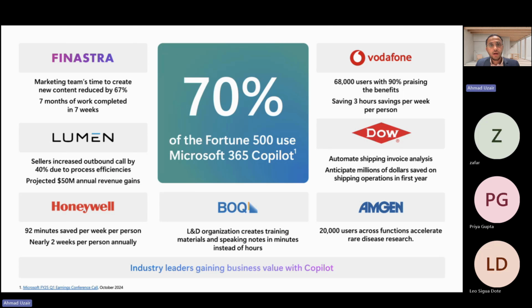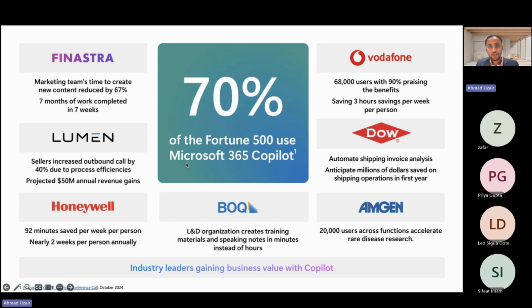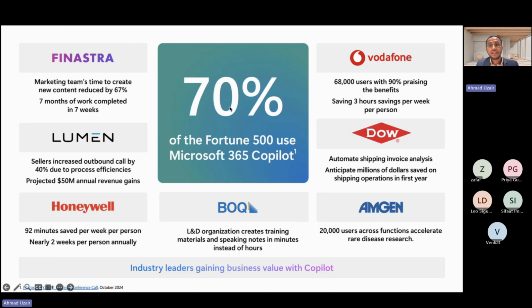Now, more than 70% of Fortune 500 companies make use of Microsoft 365 Copilot, and they are seeing tremendous benefits of it, right? As you can see from Vodafone, 68,000 users, 90% of them are praising the benefits, saving 3 hours per person per week, right? Which, if you multiply it by the number of users, is a tremendous benefit. Similarly, Honeywell is saving 92 minutes per week per person and nearly 2 weeks per person annually. So it's a productivity gain as well as a cost benefit.